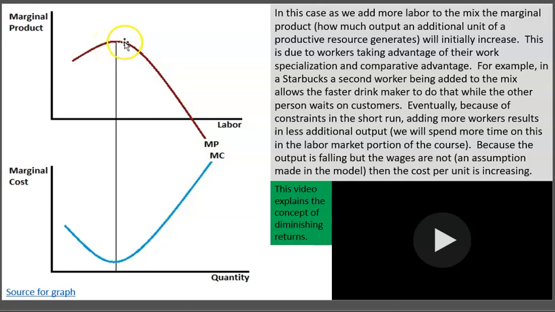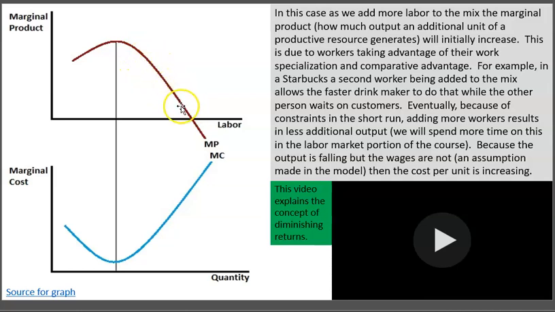But as you keep adding workers in, they have less capital and equipment to work with. As I said, there's only so many espresso makers and blenders, and so they're not as productive as their counterparts, and so the marginal productivity will start to decline.